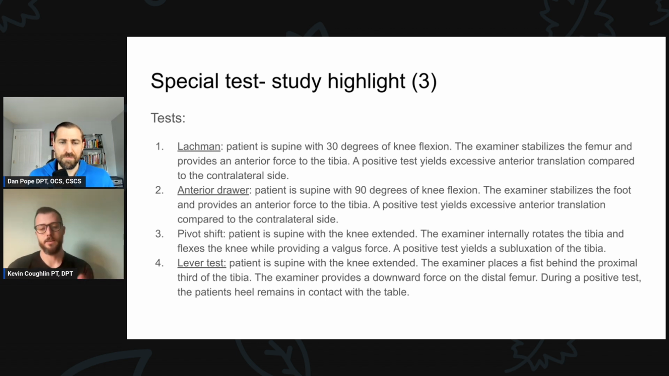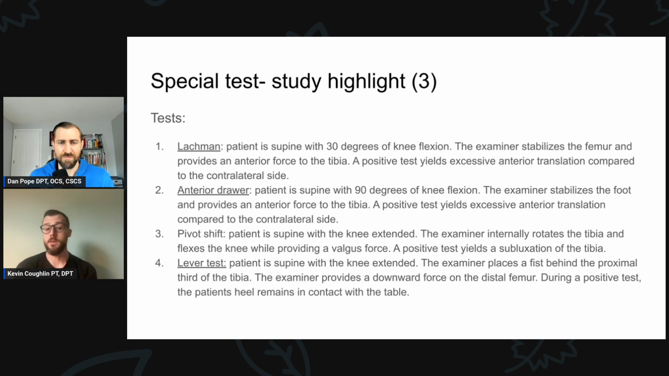I'm going to jump down to number 4 because the lever test was included in the study that I was just talking about. The patient is supine, and this might be kind of a newer one, I guess, that they were seeing in the research, but the patient is supine with the knee extended. The examiner will place a fist behind the proximal third of the tibia, and then with their other hand, they're going to provide a downward force on the distal femur. A positive test here is that the heel remains in contact with the table. What you would expect in a healthy ACL, you have your hand underneath the proximal tibia, you push down on the femur and the heel pops up.